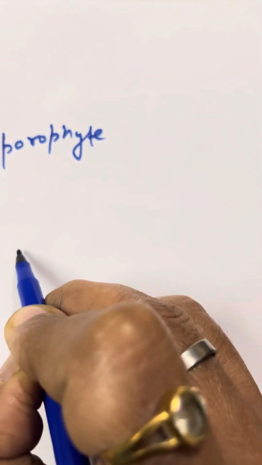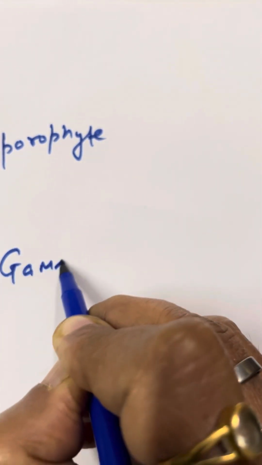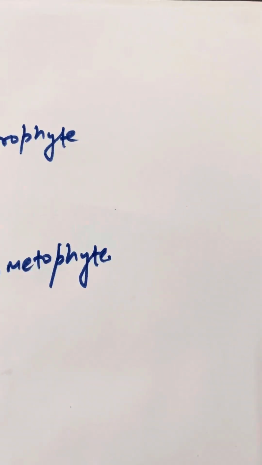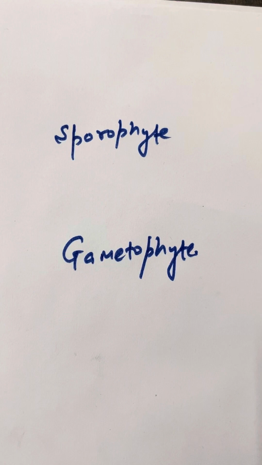So today I am going to explain, if the students have any confusion, what is a sporophyte and what is a gametophyte in case of plants. Okay, sporophyte and gametophyte. What are these two stages of the life cycle in plants?